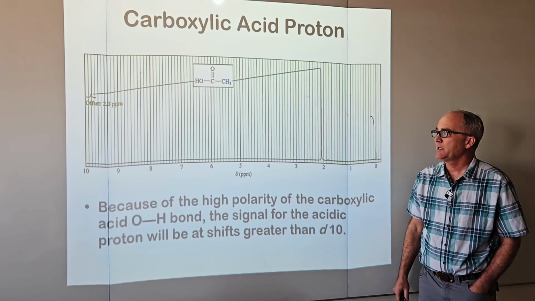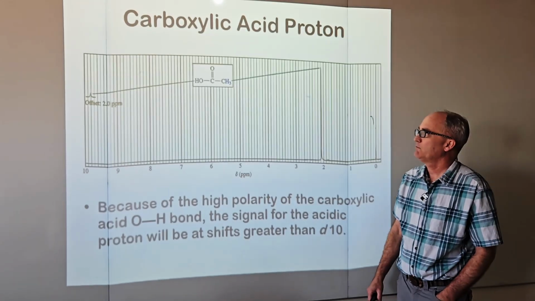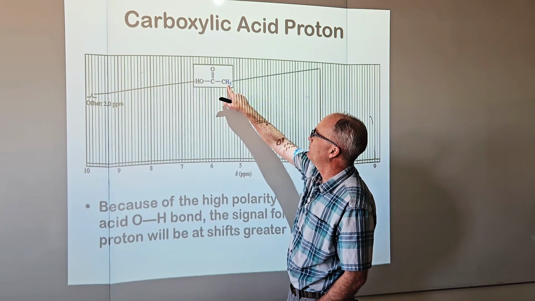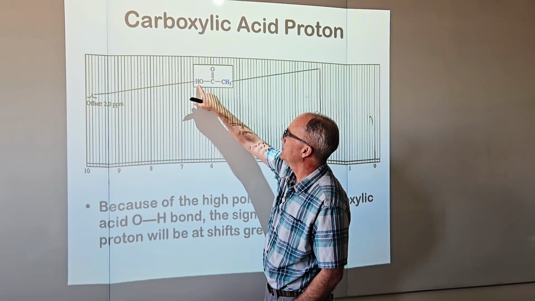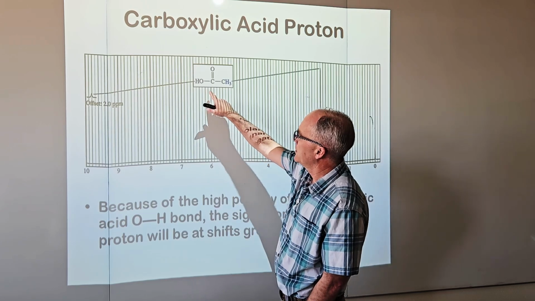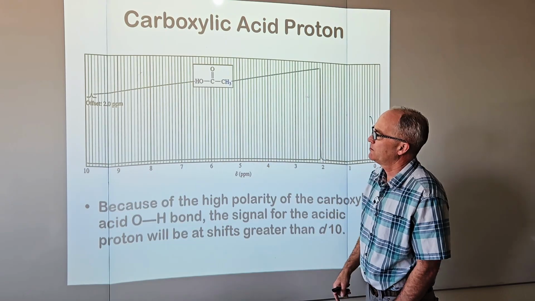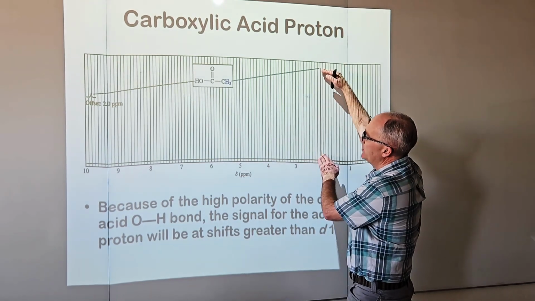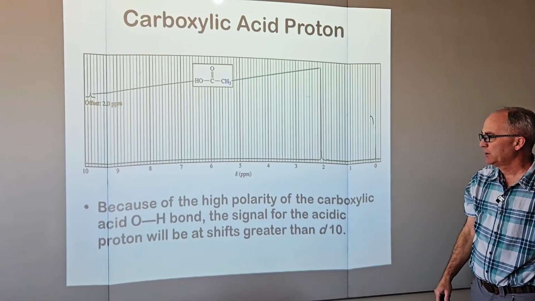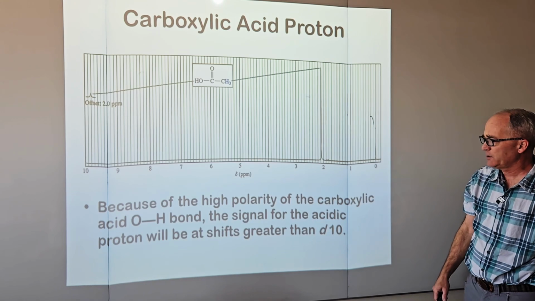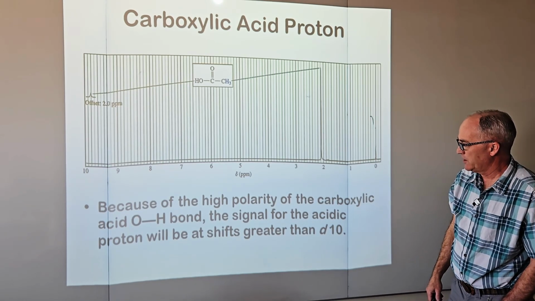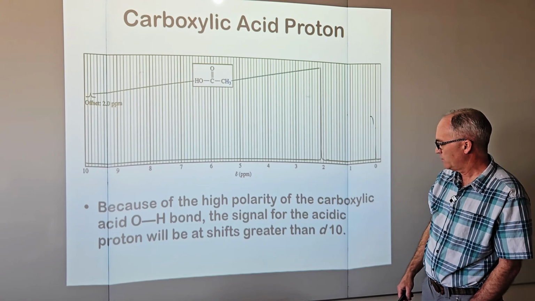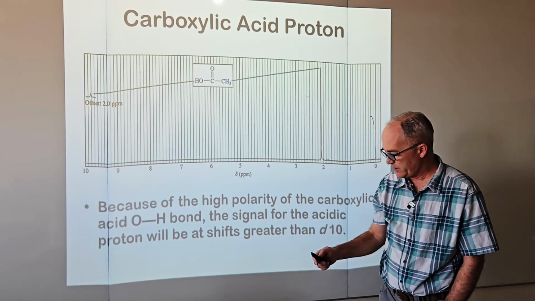So good old acetic acid, how many signals do you think we'll see? Well, how many different types of protons are there? There's a group, they're all chemically equivalent. There's another group, and this one I think is drawn off the plot. That's why it says it's almost down here at 12. And we might see a 3-to-1 ratio. Because of the high polarity of the carboxylic acid OH bond, the signal for the acidic proton will shift and is greater than a delta value of 10.